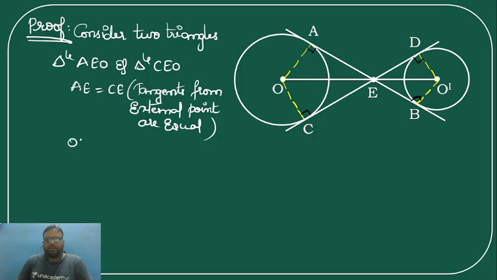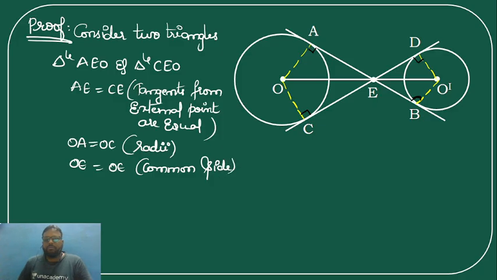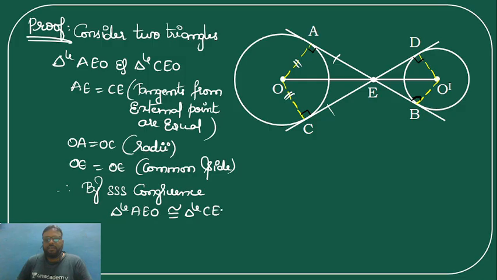Next, one more point I can write: OA equal to OC, radii of the circle. Next, OE equal to OE, common side. So I got AE equal to CE, OA equal to OC, and OE is the common side. Therefore, by SSS congruency, triangle AEO is congruent to triangle CEO. If these two triangles are congruent, then the remaining angles also will be equal. So I can write that angle AEO is equal to angle CEO.